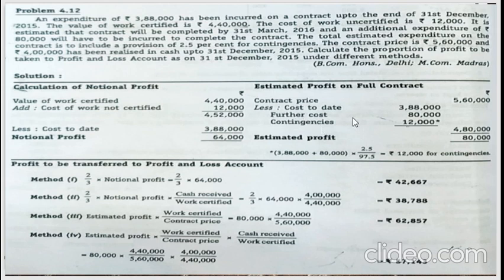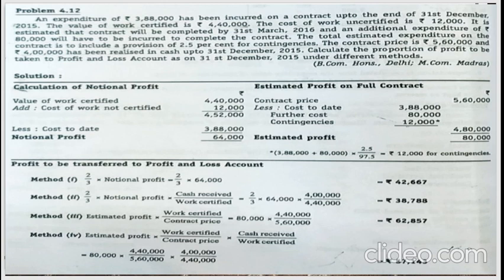So the total expenditure on the contract is to include a provision of 2.5% for contingency. This 2.5% contingency as provision will be calculated on the total expenditure. What is the total expenditure? 3,88,000 plus 80,000, which will give you 4,68,000. So this 4,68,000 into 2.5 percent.